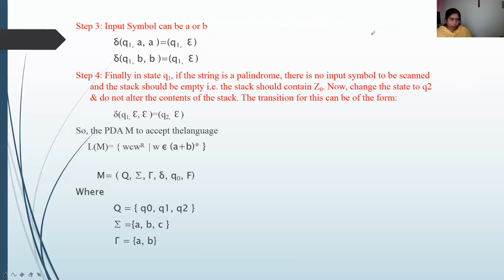Once you are in the state Q1, the input is also empty and the top of the stack is also empty. Change the state to Q2 and let the contents be empty itself. So we say that the string is accepted by the machine. Now write all the 7 tuples of the machine, or write all the transitions, the transition functions.